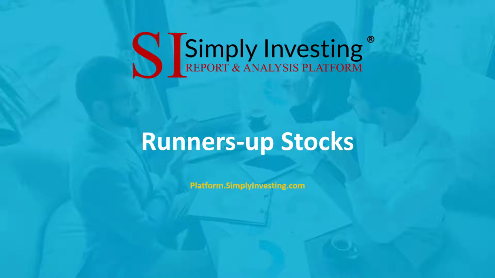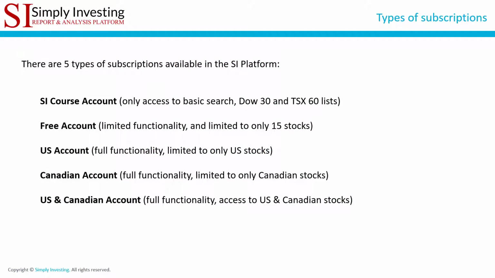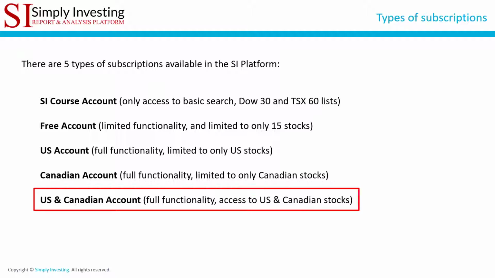This video will describe the runners-up stocks page. In the Simply Investing platform, there are 5 types of subscriptions available to you. This video will use the US and Canadian account to demonstrate the runners-up page.